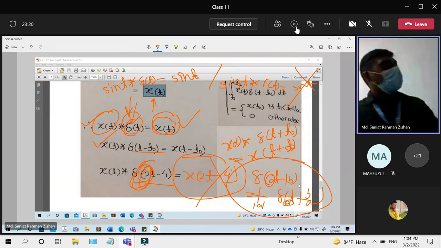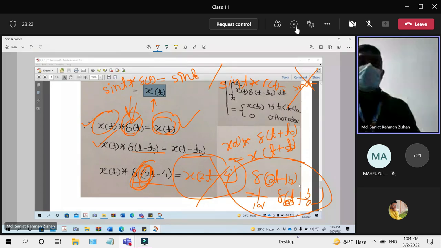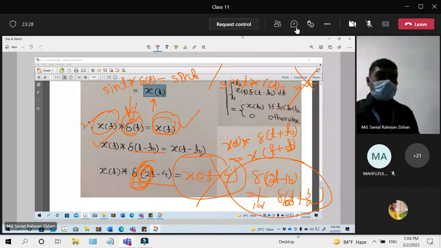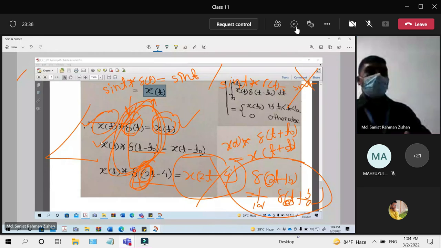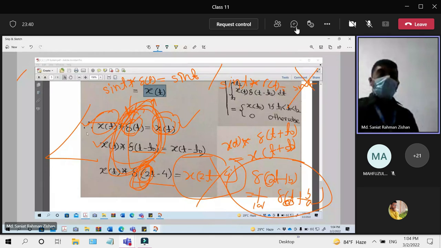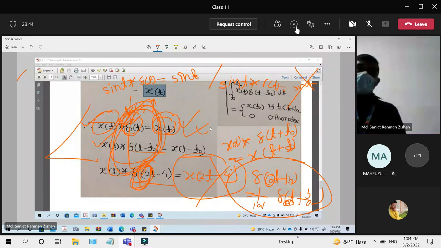And then we have seen this property. Once again, to all of you, please remember this property, these are applicable only for the impulse function. If it's not an impulse function, then I'll be showing you what you need to do. But luckily, if an impulse function is given, directly you can write the answer. Is it okay?